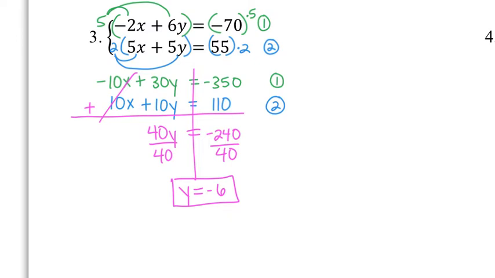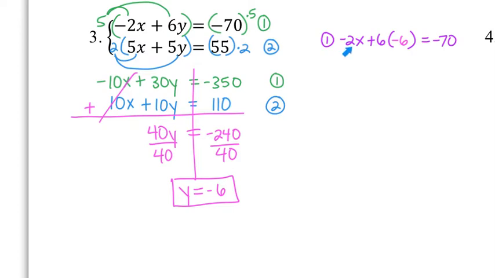So you can pick either of the first equations to solve for the second variable. I'm going to choose equation number 1. So I know what y is. So I'm going to write equation number 1. We're going to do negative 2 times x plus 6. And instead of y, we're going to plug in negative 6 because we just found that y equals negative 6. And now I'm going to solve that.